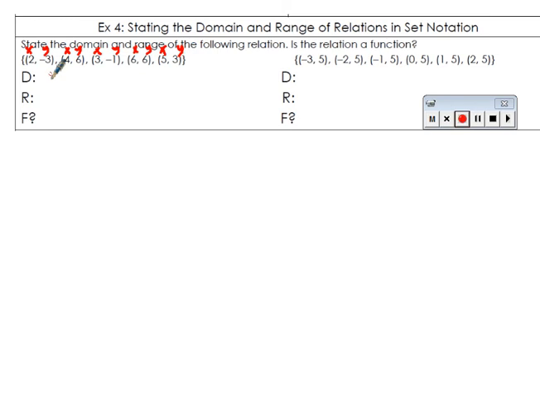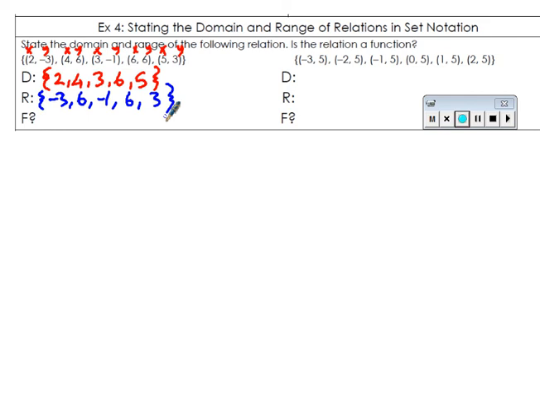Domains are inputs, x values, so I'll have my squiggle bracket and list all the x values 2, 4, 3, 6, and 5. Range is the y values, so I'm going to list all the y values, squiggle bracket, y values negative 3, 6, negative 1, 6, 3. Squiggle bracket closed.